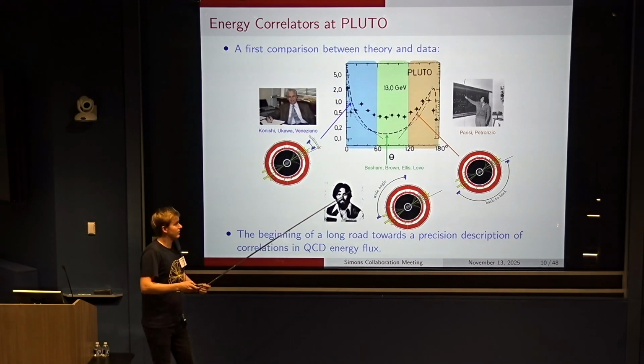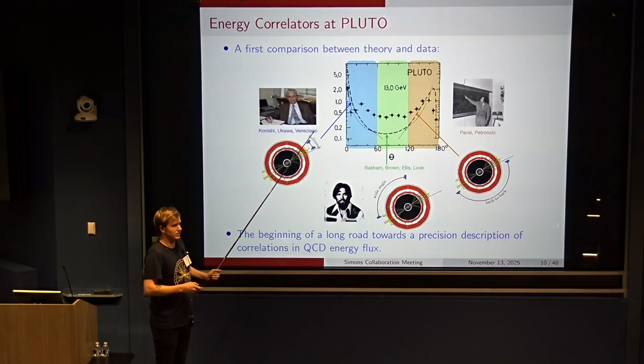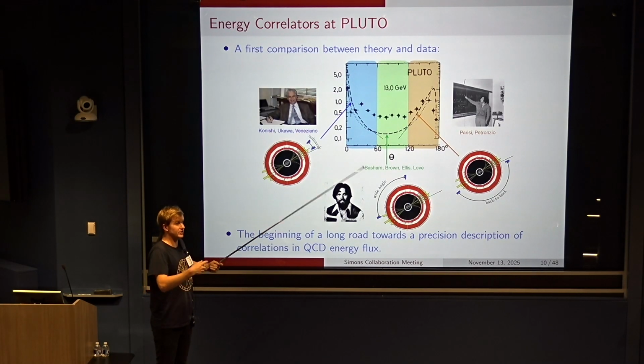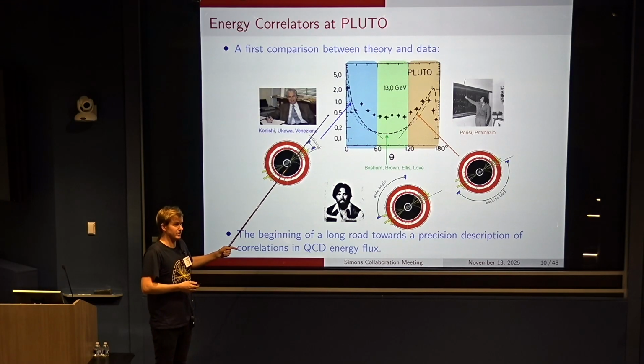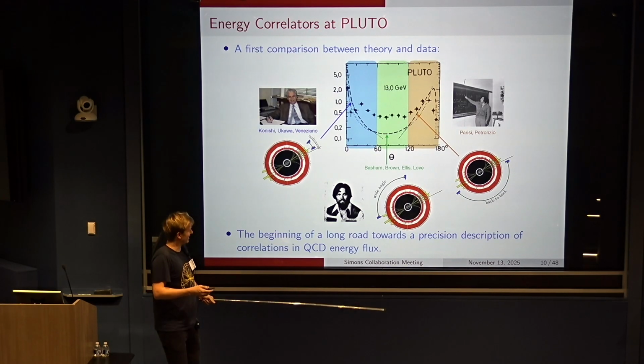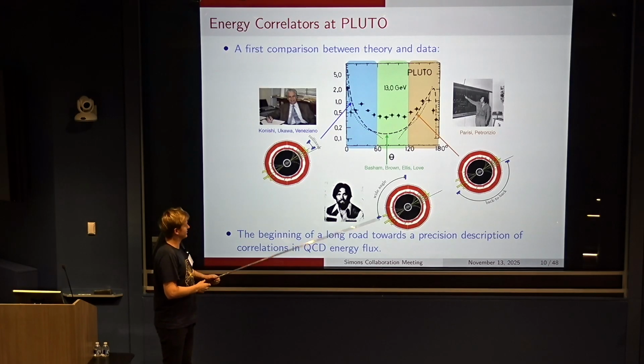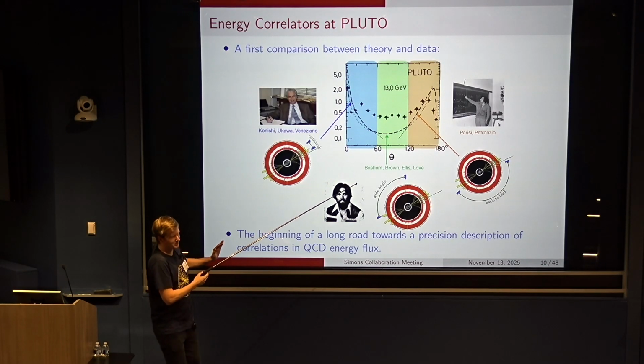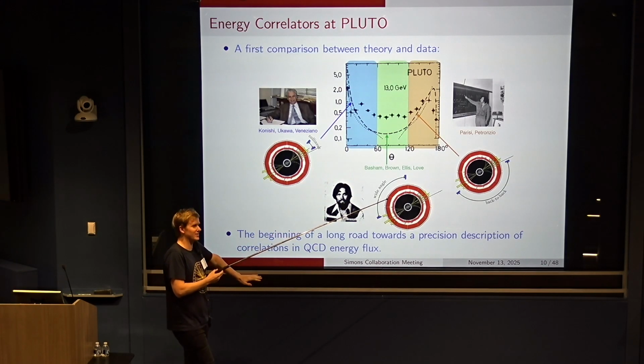Sorry? So this is E plus E minus. So this is actually the center of mass energy. It's high compared to the QCD scale. And so I should say, so it is high, but it's not that high. And so you have quite large non-perturbative corrections.